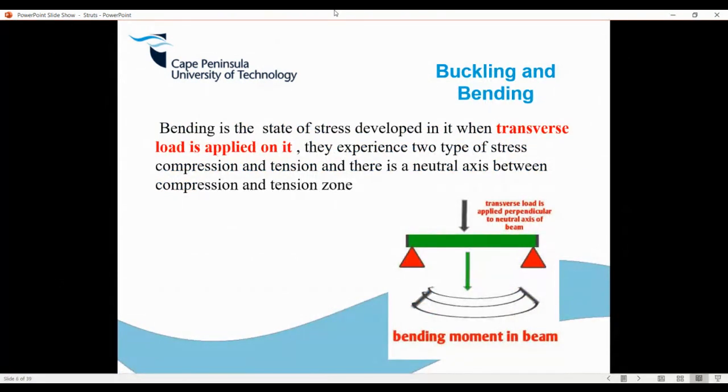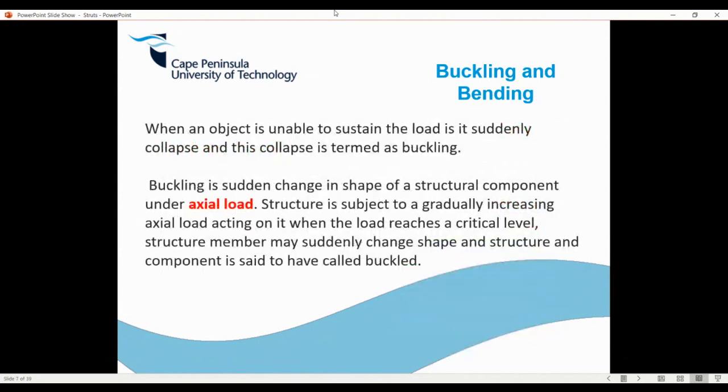Okay, so we just want to discuss the difference between the two. Obviously, we had a very small conversation about it. Bending is a state of stress developed when a transverse load is applied, so it's applied perpendicular to the beam. We bend it, we get two states of stress: tension at the bottom, compression on the top. That is what bending is. It's not buckling. The load is applied transversely or perpendicular, right?